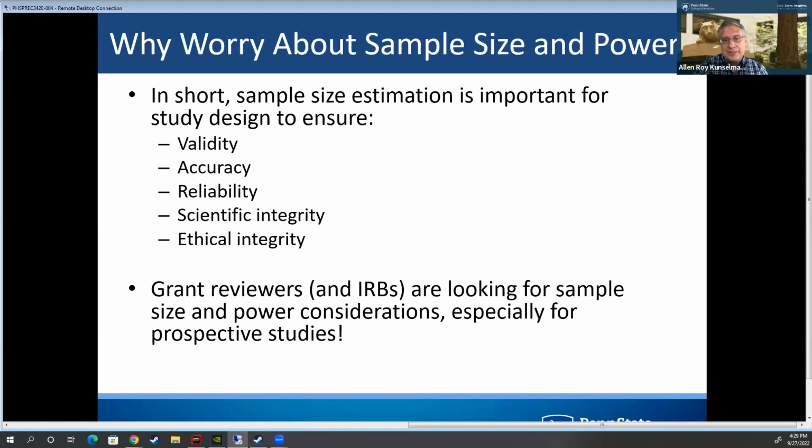So in short, sample size estimation is important in study design because it ensures validity, accuracy, reliability, scientific integrity, and ethical integrity for the study. And grant reviewers and IRBs are looking for sample size and power considerations for your studies, especially if it's a prospective study.